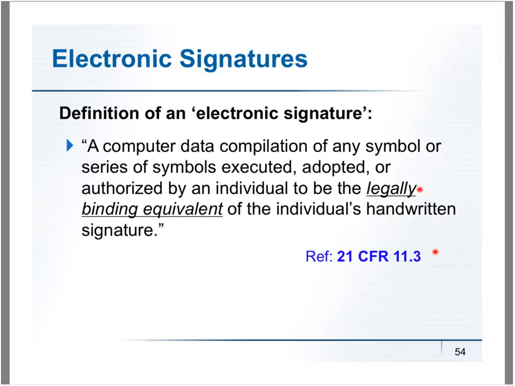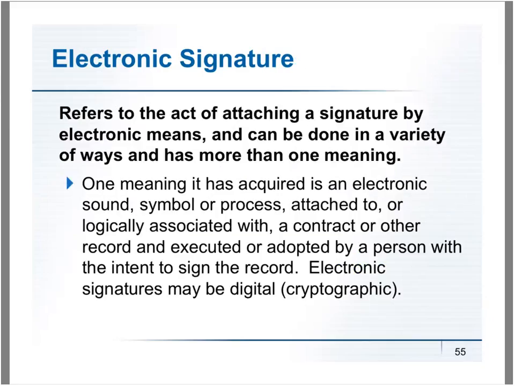That's back in your definitions, right? 11.3. An electronic signature refers to the act of attaching a signature by electronic means through the computer, and this can be done in a variety of ways and has more than one meaning. Whatever you mean, it just means that the person, with the intent to sign the record, signed the record. And the signatures can be digital or any way that you set it up, whether it's a key card or a password or whatever, that's fine. That you can do, okay?